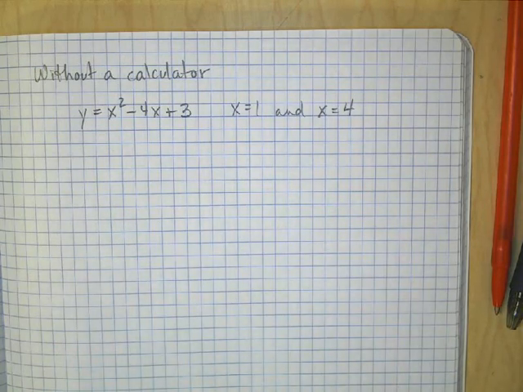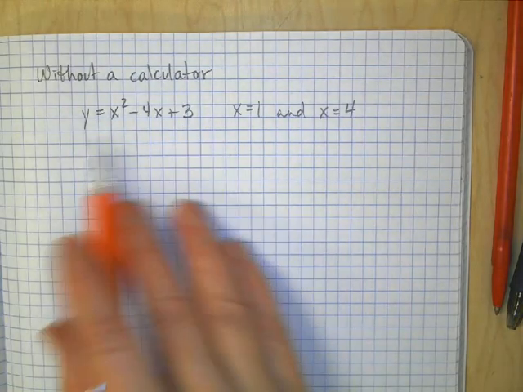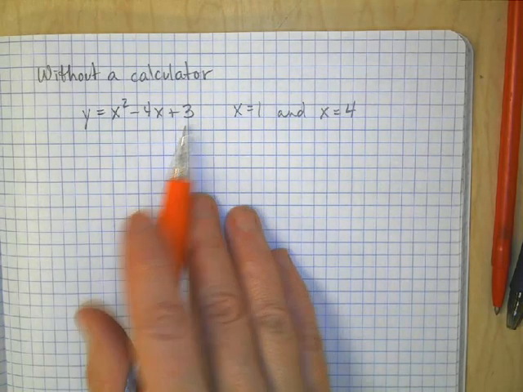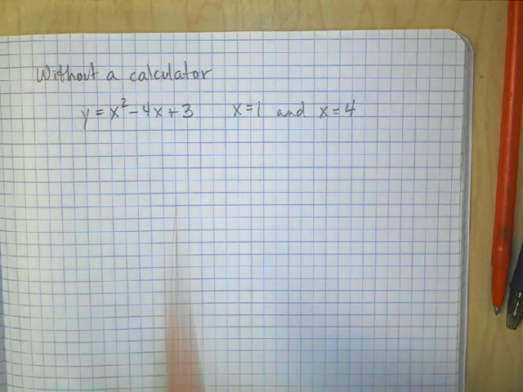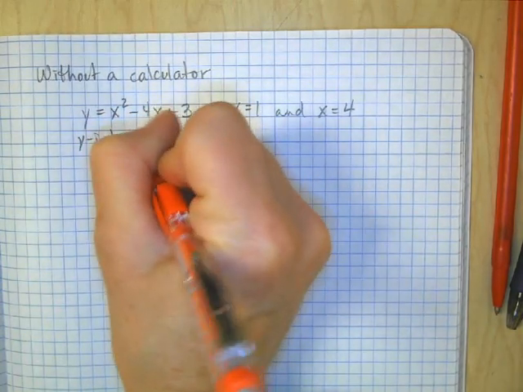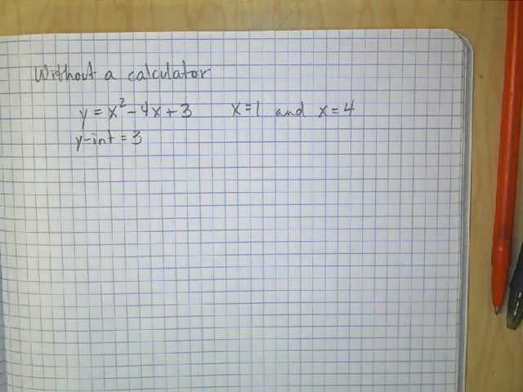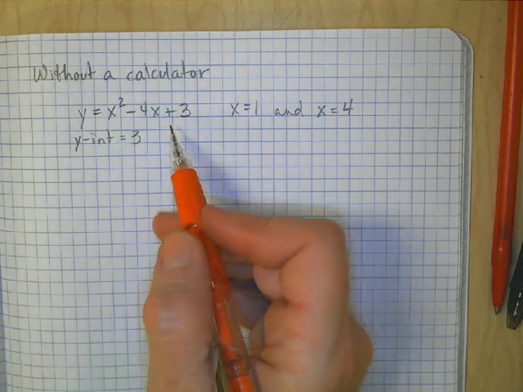So how do we graph this? Well, I happen to know this is a parabola. So how am I going to graph this parabola? Well, I know the y-intercept is 3. So I have my y-intercept is equal to 3. And then I could find the vertex by using the vertex formula, or I could find the x-intercepts by factorizing this. So I think I'm going to factorize this.